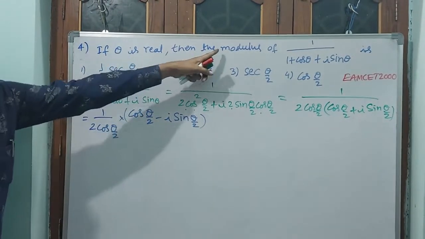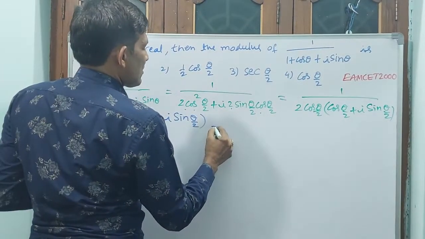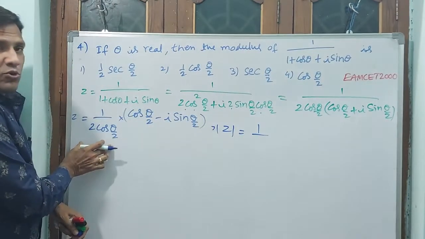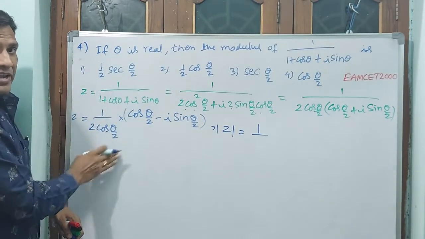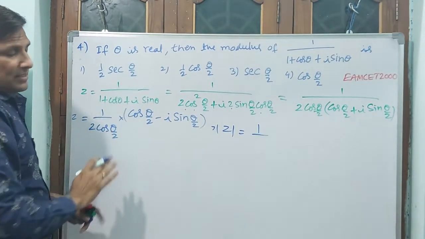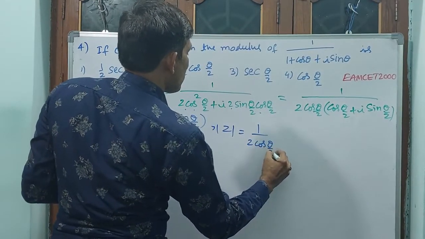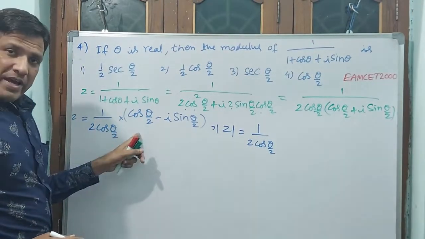Now you go back for modulus. See, this is Z. Then what about Z bar? Z bar, you don't make this, because they have already given that theta is real, like this is the real part. Don't make this anything, okay? 1 by 2 cos theta by 2, you make it separate, and you square and add.